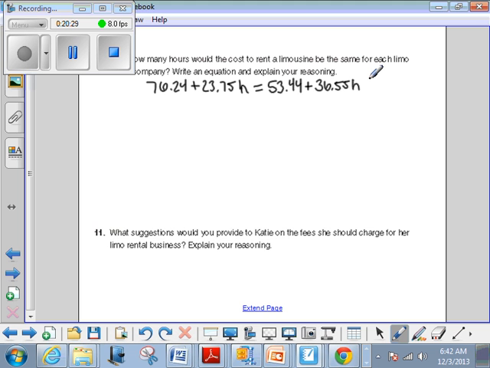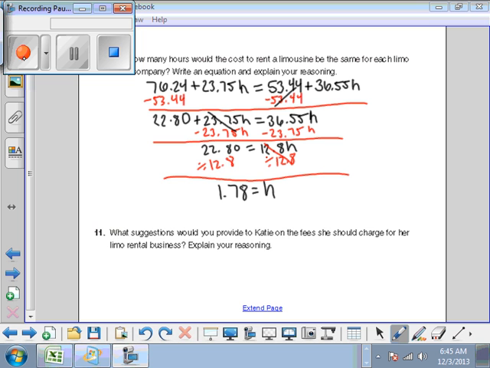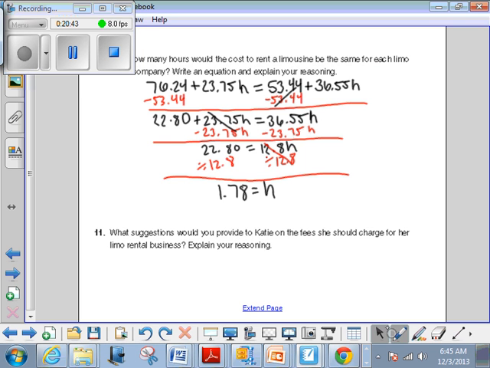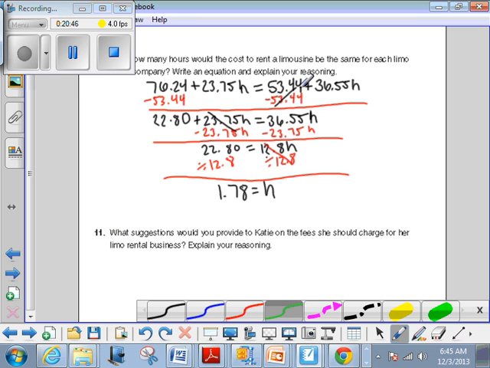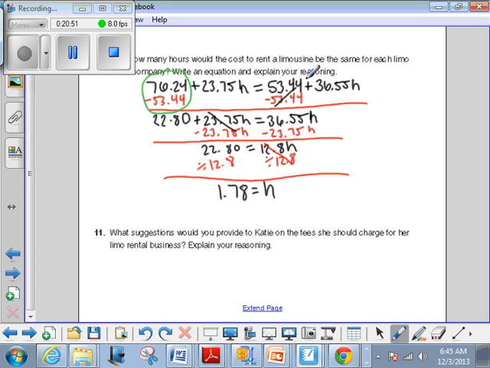Okay, so looking at mine, you can see I wrote out my equation and then I started to simplify. So first, I subtracted $53.44 from each side, and I did that just with my like terms. So these canceled each other out on the right side, and I was left with just $36.55 hours. On the right side, I was still left with my hours. I still had my 23.75 hours, but I was also left with $22.80.